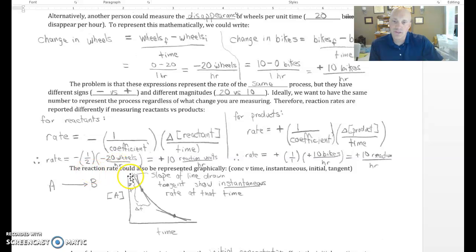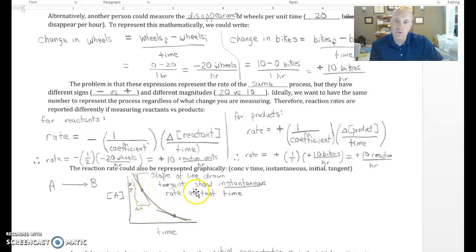Okay, so notice that a reaction rate can also be represented graphically, and we'll give a little bit more attention to graphs a little bit later. But what we're going to do first is we're going to just have an XY set of axes here, and we're going to measure the concentration of a reactant on the y-axis, and we're going to measure time on the x-axis. All right, and focus on this curve right here. So the actual graph is going to be this curve that comes down like this.